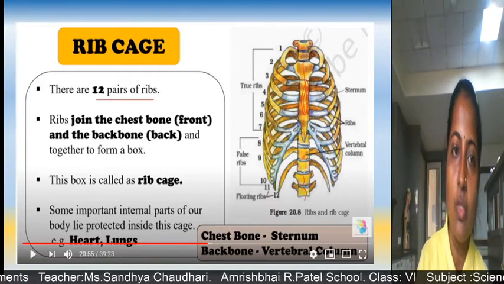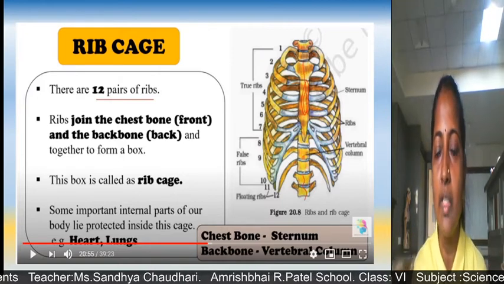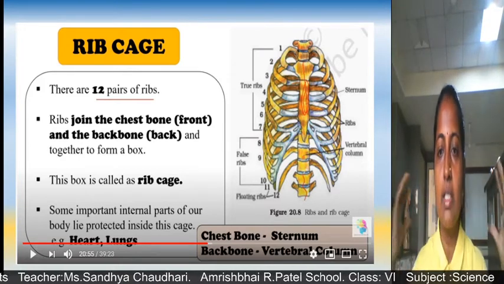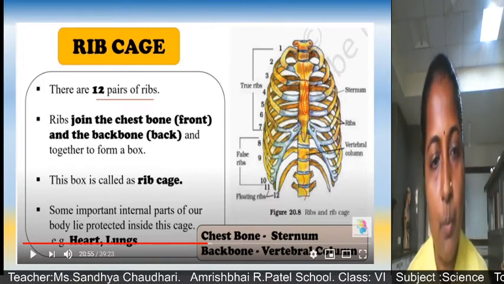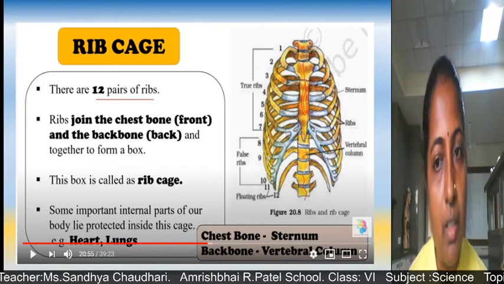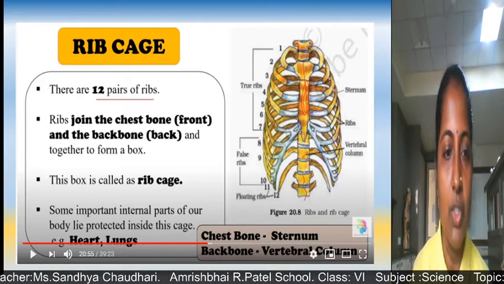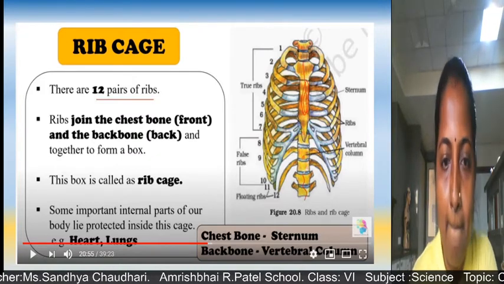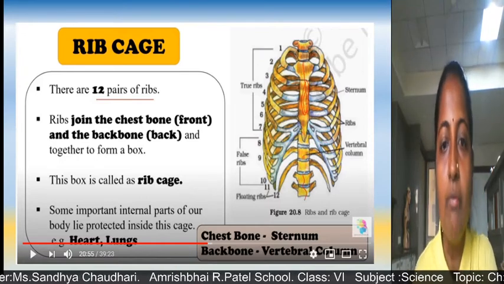So there are 12 pairs of ribs, and ribs join the chest bone in front and the backbone at back together to form a box. So this is forming a box, and inside that lungs and heart are protected. So this box is called rib cage, and some important internal organs of a body lie protected inside the rib cage, and that is heart and lung. And chest bones are called sternum, and the backbones are called vertebral column.